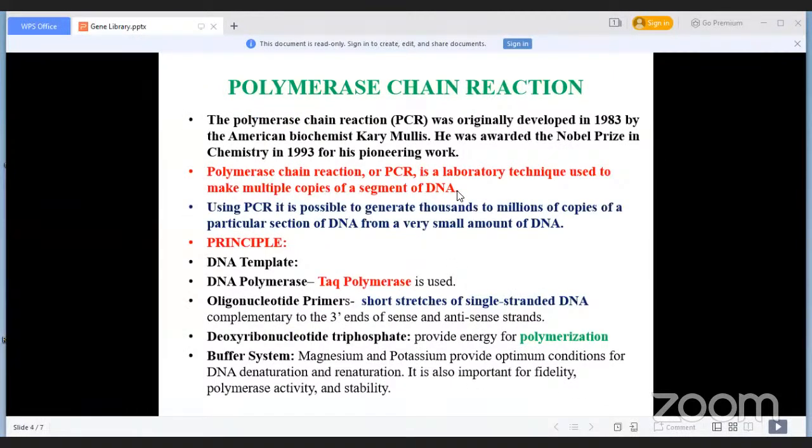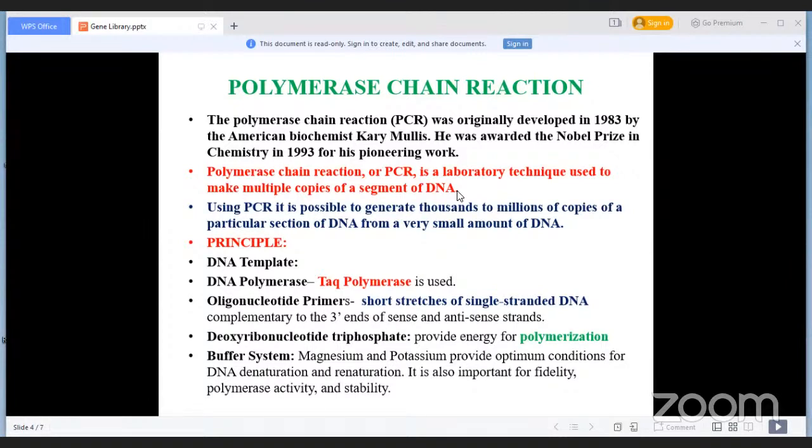Next one, polymerase chain reaction. This is also a very, very important question in theory and at the competitive level. What is polymerase chain reaction? Polymerase chain reaction is a laboratory technique used to make multiple copies of a segment of DNA. That means we want to get more copies. If you take one DNA, it gets turned into a number of copies.